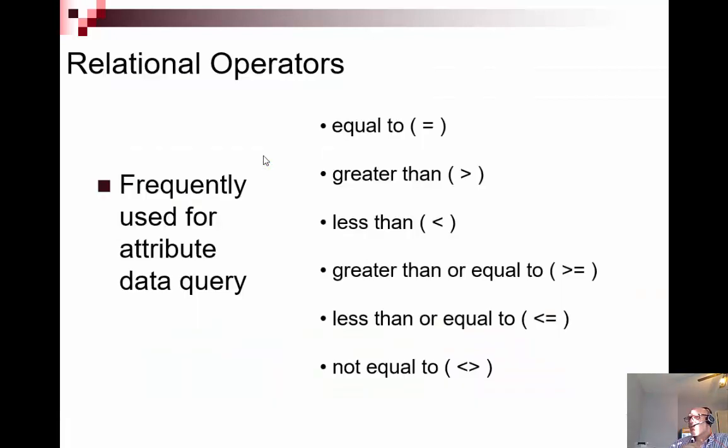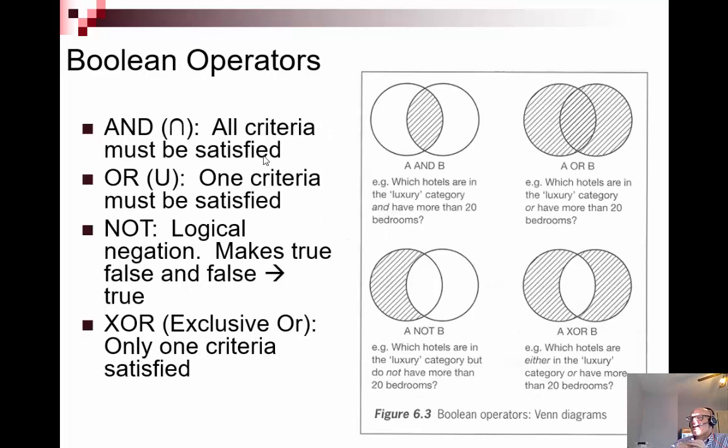Because we can perform relational operators on these, which are greater than, less than, equal to, especially when we work with quantitative data. We can also combine these with some of our Boolean operations, which are things like AND. It satisfies all criteria versus OR, which only satisfies one criteria. And then we can do things like NOT or exclusive OR, which means we can only pick one or the other. We can't pick both.